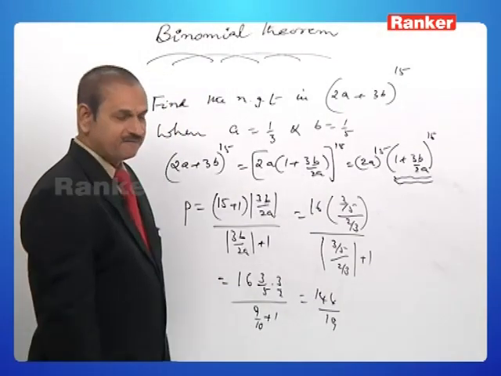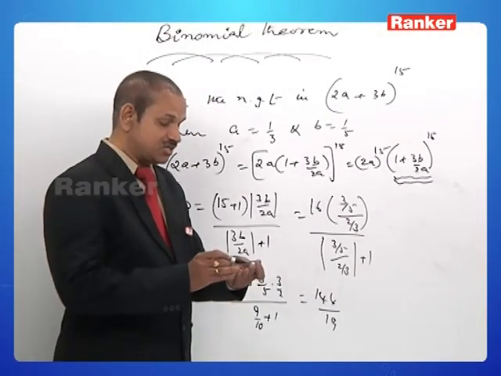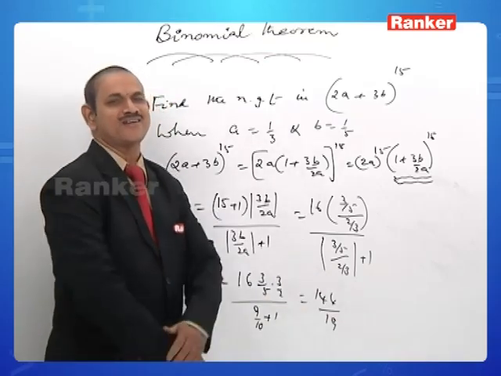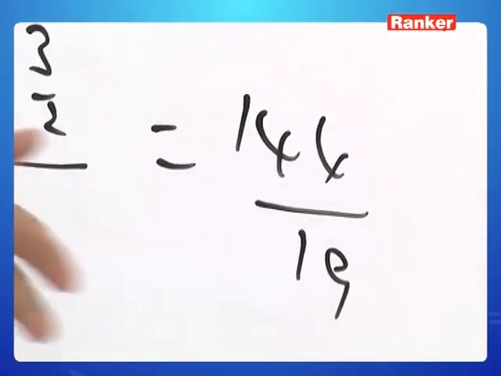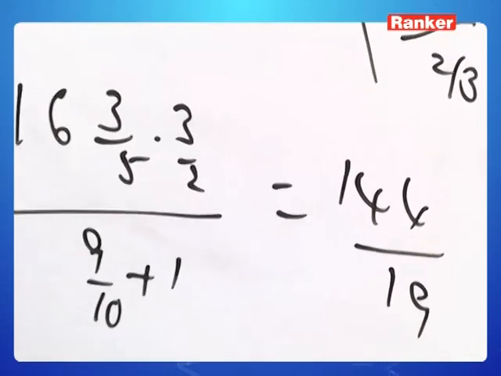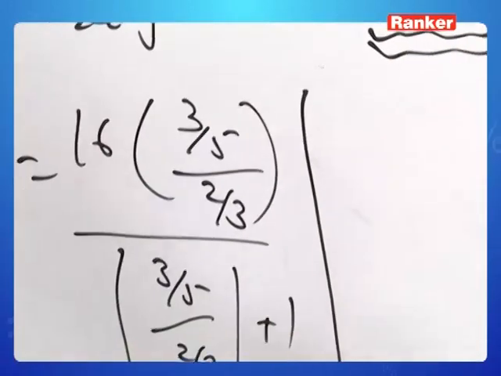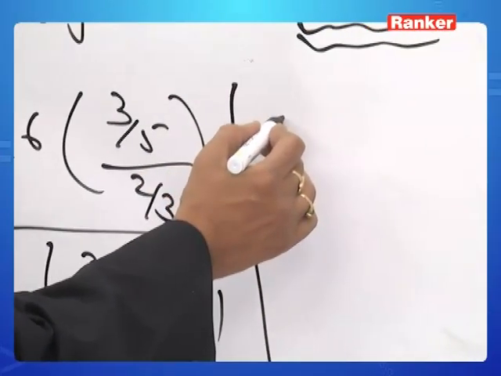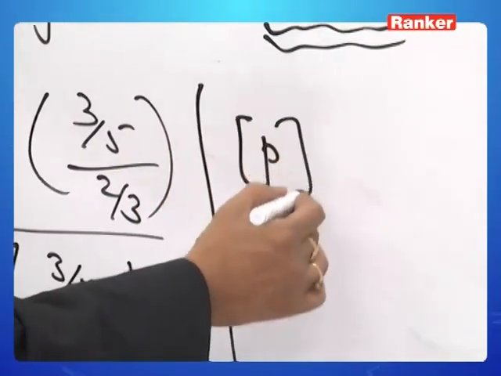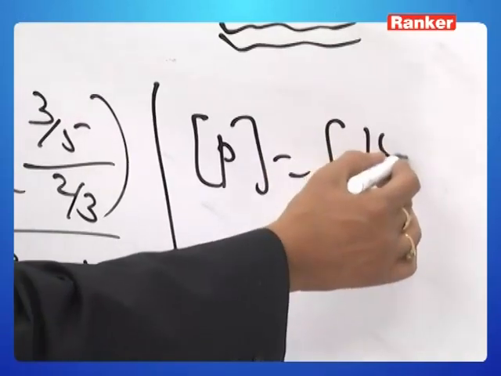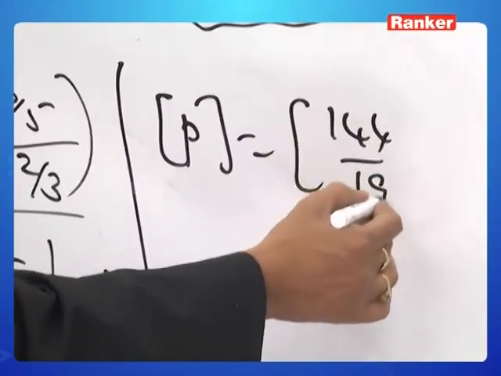Observe here, my dear friend, 144 by 19, is it an integer? No, it's not an integer. It is a fraction. Okay, so the additional burden for us here is integral part of p. What is integral part of p? Integral part of 144 by 19.